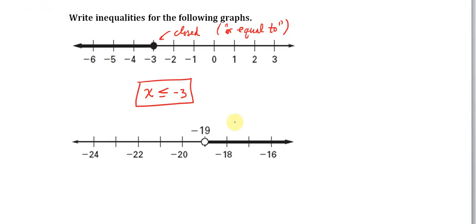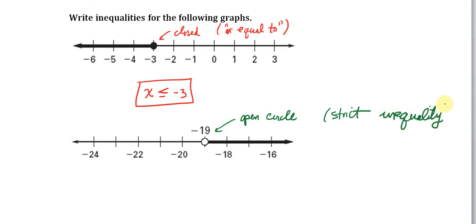Change up some colors here. This time we have an open circle. So that means it is a strict inequality. So we'll use x again. x is any number that's greater than, because it's going to the right here, greater than -19. And there you have it, two quick examples on how to write inequalities using a graph.